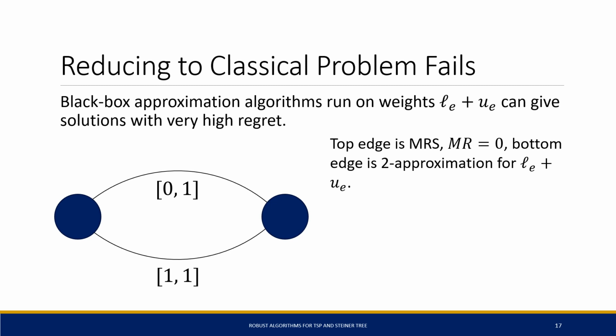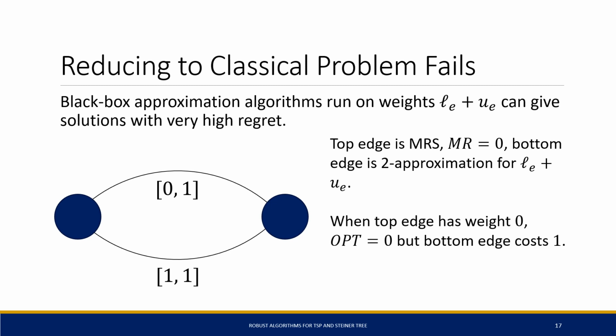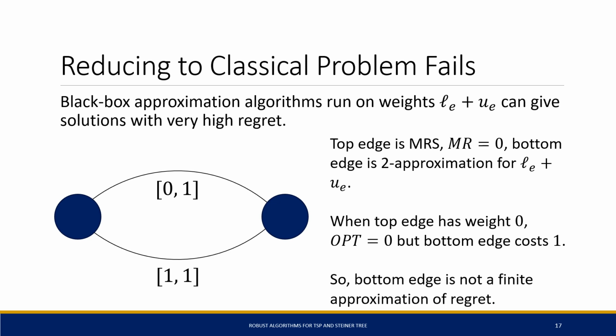However, if we use the weights LE plus UE, we can see that the bottom edge is a 2 approximation for this set of weights. So if we try to use this reduction and then apply a black box algorithm, it could buy the bottom edge. However, when the top edge has weight 0, this is a realization of edge weights where OPT is 0 and MR is 0, but the bottom edge costs 1. So the bottom edge is not an alpha-beta approximation for any finite alpha or beta.